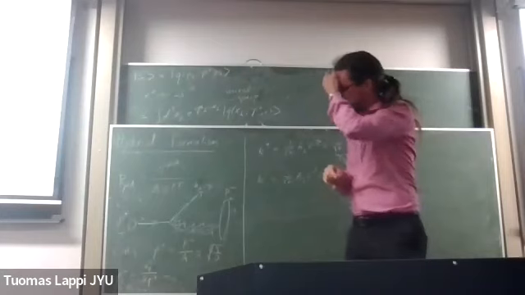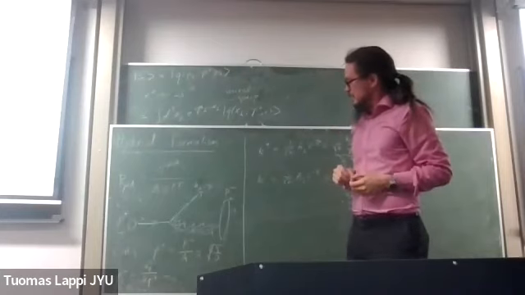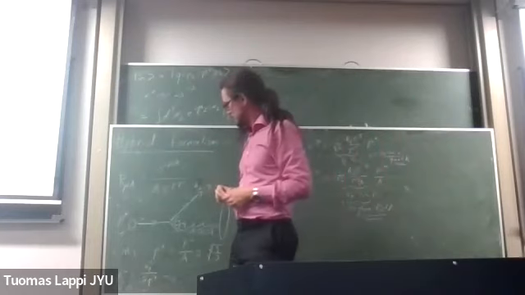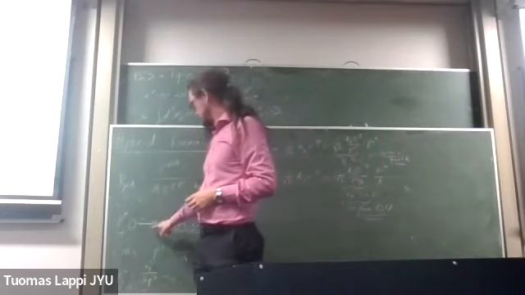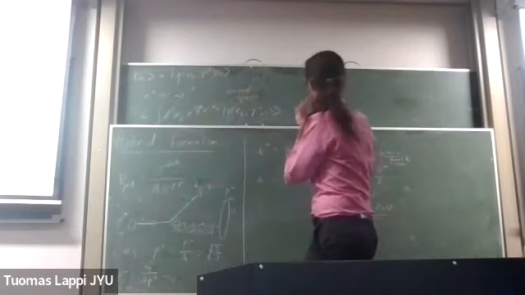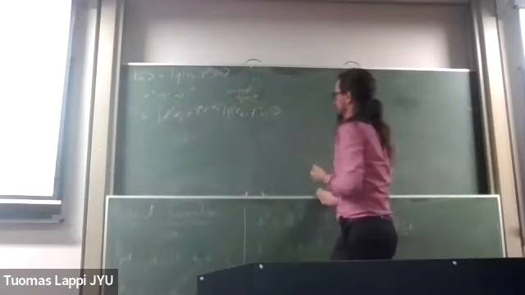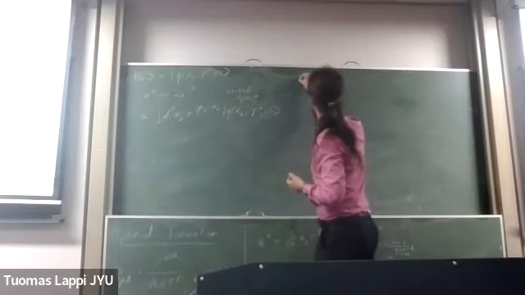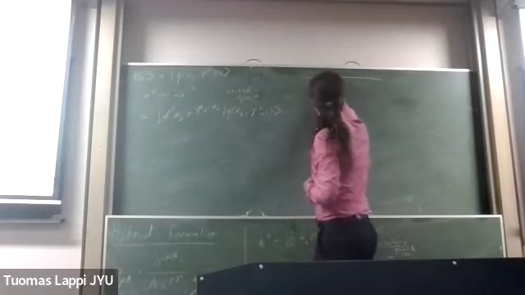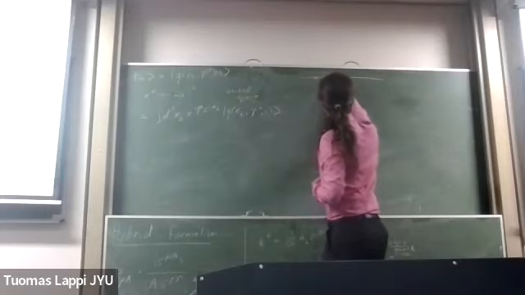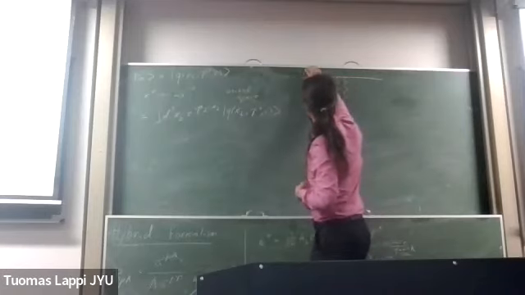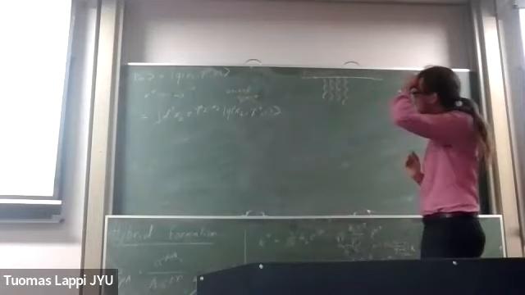So now, what does my color field do to this kind of a quark? So now I'm going to redraw this. Now I have a quark which is going through the color field. It's coming in with a color state i.